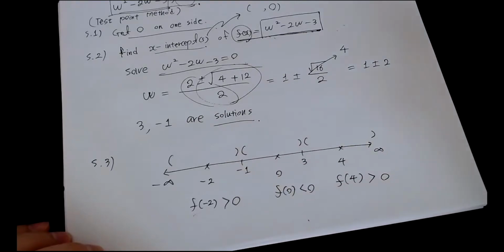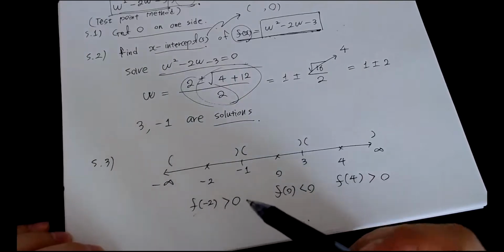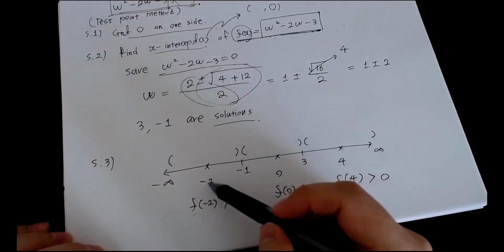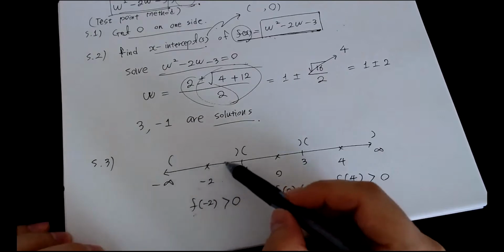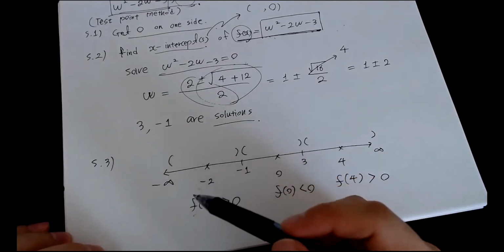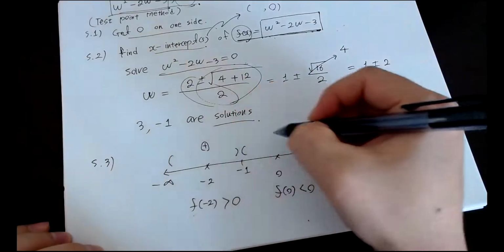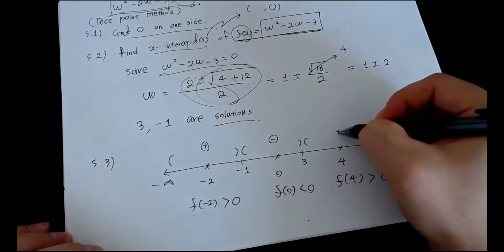So what are you going to do now? So I mean, what does that mean? f of x is greater than 0. It means that not only at -2, but also every single x value on that interval, their function value must be greater than 0. So it's positive. It's negative, and here's positive.